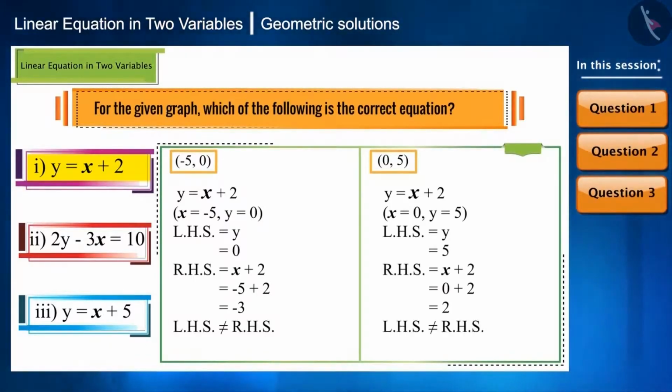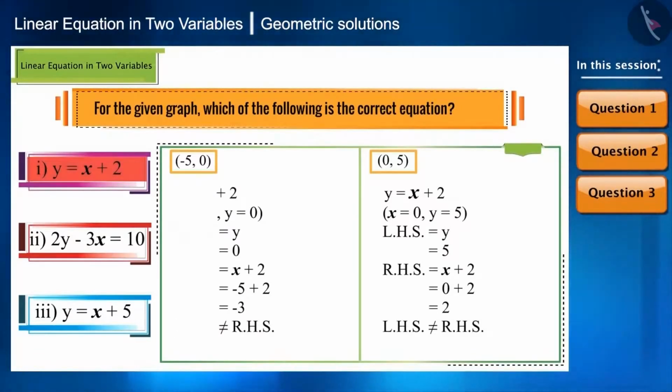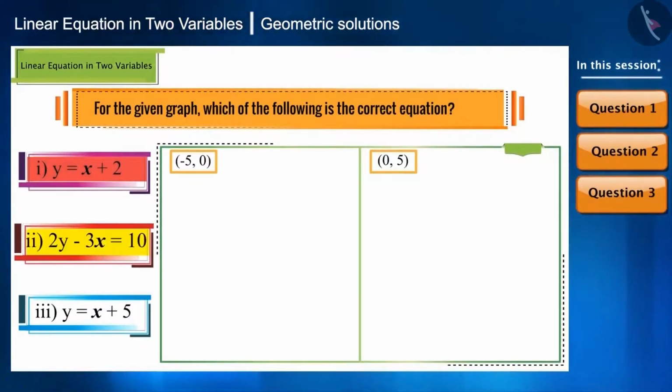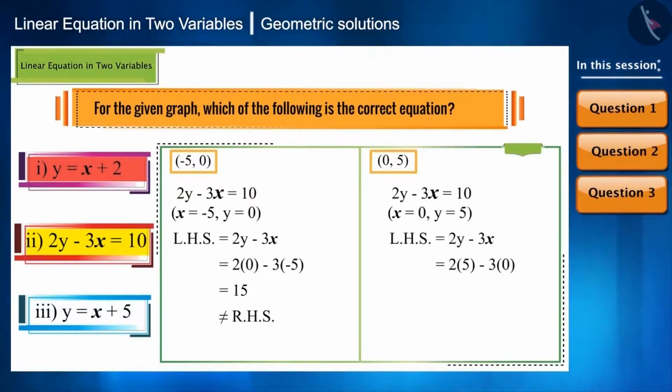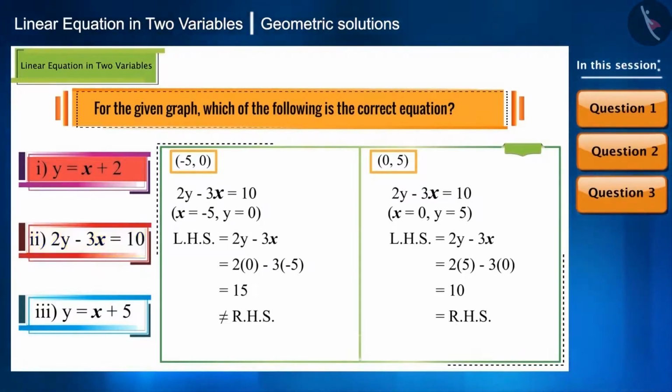Replacing x and y with these coordinates in equation 1 is not satisfying the equation. Similarly, equation 2 is not satisfied when x and y are replaced by the (-5, 0) coordinates. But replacing the coordinates x and y with (0, 5) is making the LHS equal to the RHS. So is this the equation of this line? No. Only when both the coordinates satisfy the equation, we can call it the equation of the line.